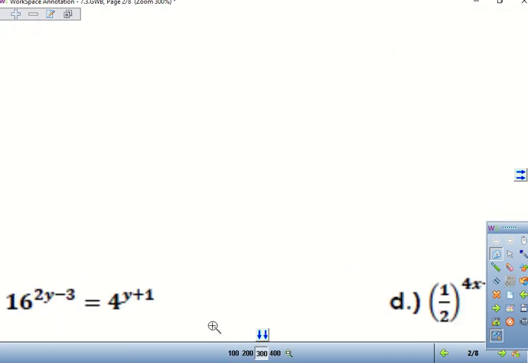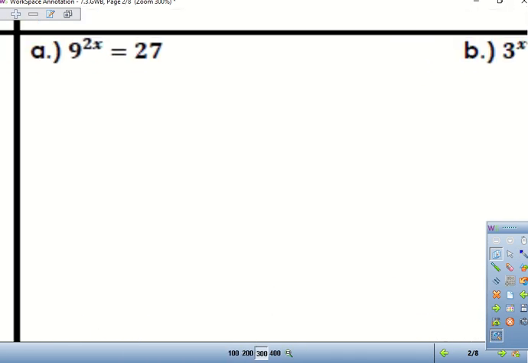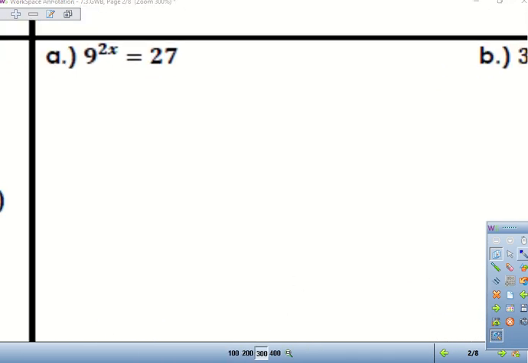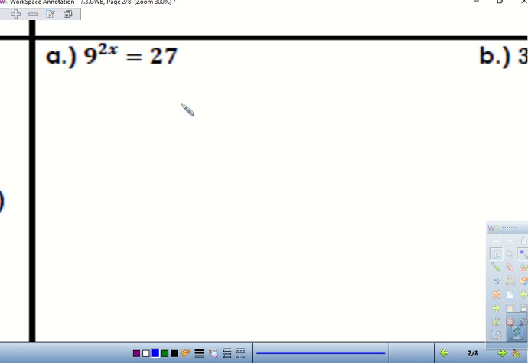So let's go ahead and practice some of these problems together. First thing you have to do with any of these problems is you have to get each variable written in the same format as the other. So what's another way that we could write 9? Something to the power of something. 3 to the power of 2, right? So I can replace 9 with 3 to the power of 2. And how can I rewrite 27 so it's 3 to the power of something? 3 to the power of 3, good.